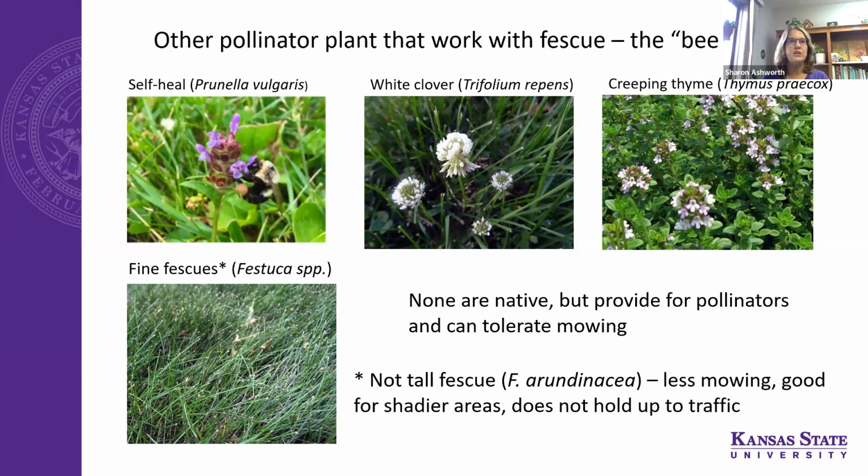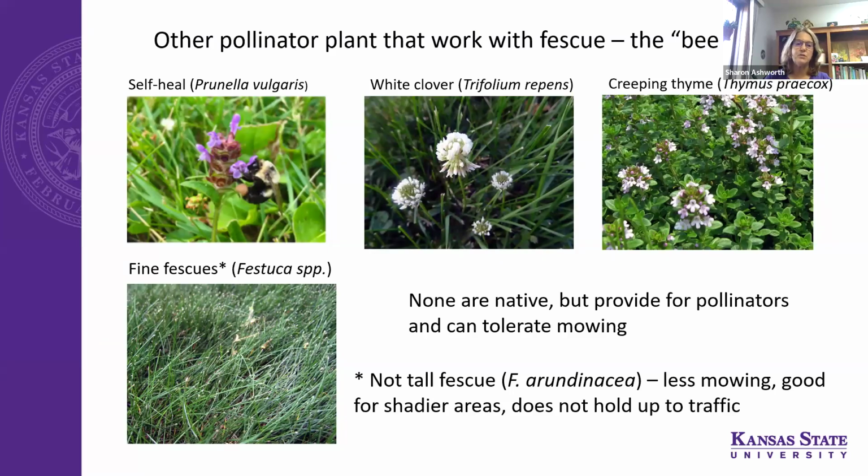So when you go online and you search for a low maintenance lawn, or a no mow lawn as it's sometimes called, what that is is a mix of fine fescues and some of these low growing flowering things like creeping thyme and white clover. They're non-native, but they do provide for pollinators, and these plants can tolerate mowing. So the fine fescue is a festuca like the tall fescue is, but as its name describes, it is a finer grass. You can mow it, you can let it grow a little bit taller, so it means less mowing. It's good for shadier areas. The downside to the fine fescues is it doesn't hold up to traffic.